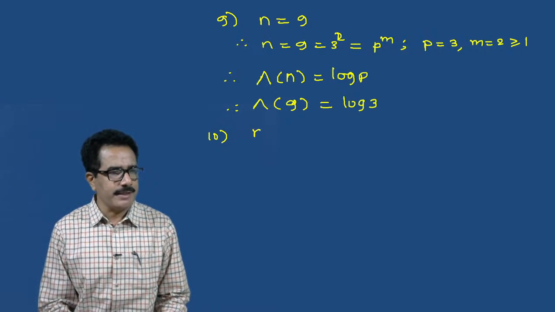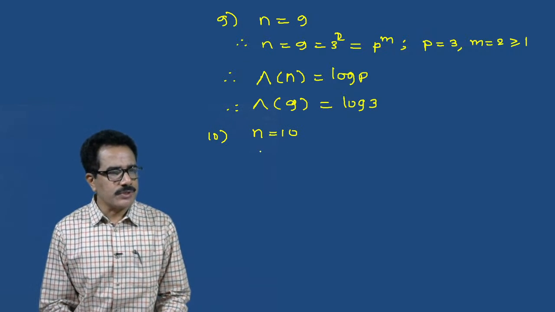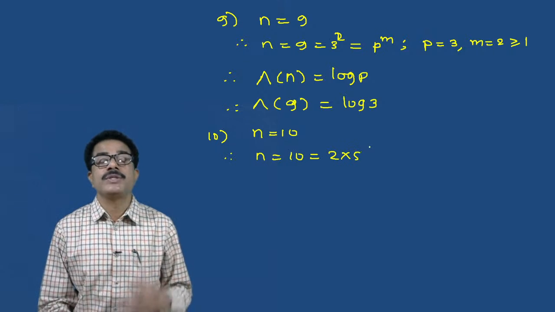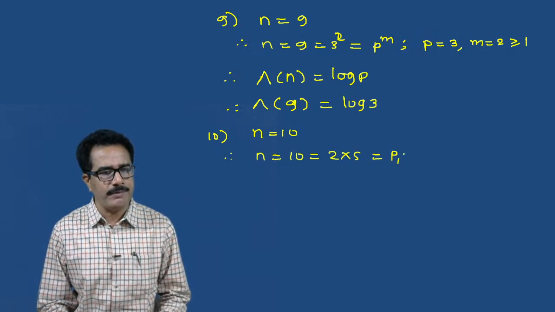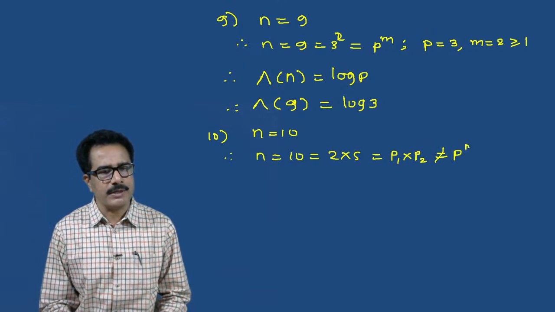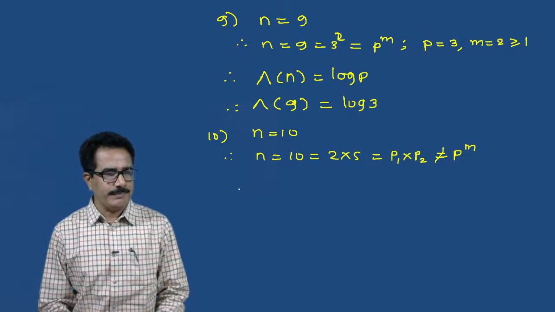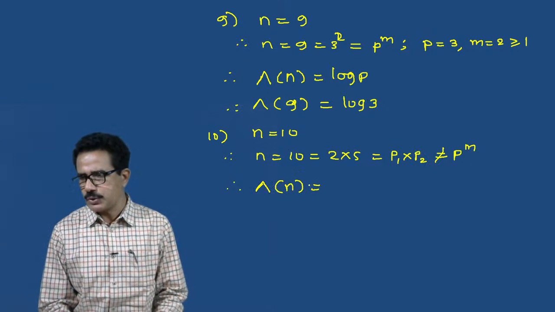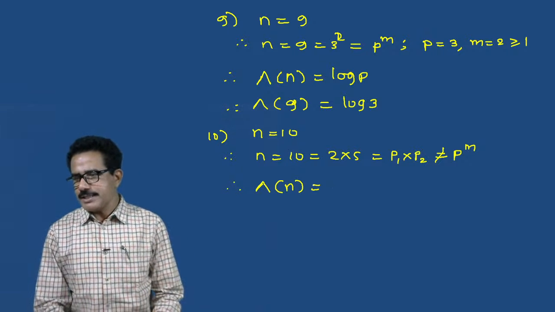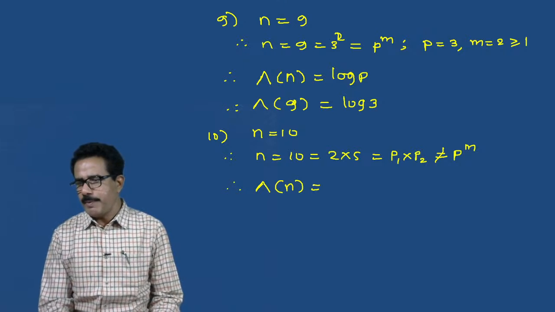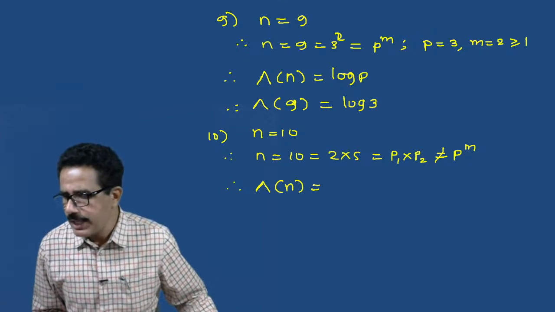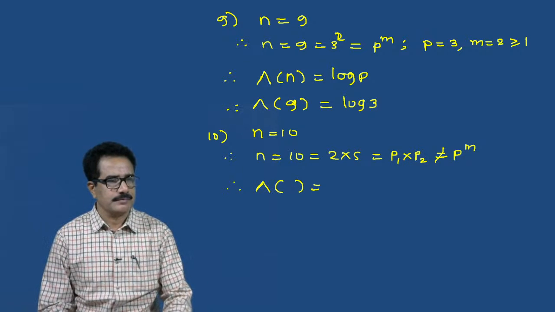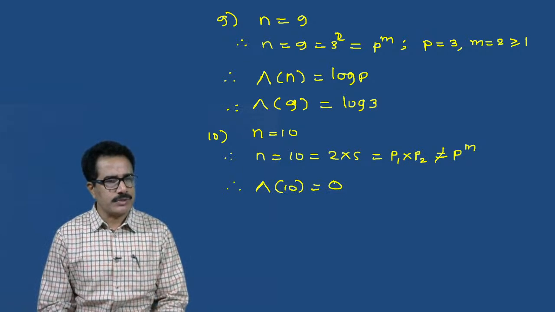And last, 10, n is equal to 10. That can be written as 2 into 5, means 2 raised to 1 into 5 raised to 1, that is p1 into p2, which is not equal to p raised to m. A single prime is needed, so we can write lambda of n is equal to, what is the value? Kiran Jadhav, Rupali Kumatkar, Vaibhav Pawar, Pratiksha Pawar, Pooja Atolkar, Rupali Waghe, Gayatri Pandhare, yes, which is equal to 0.